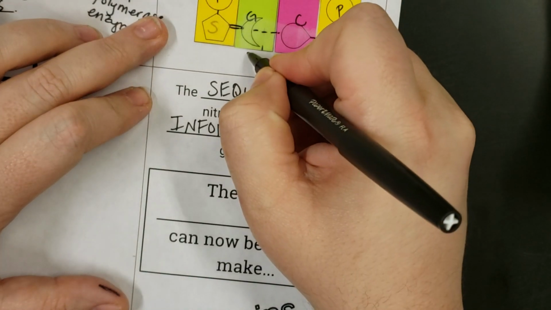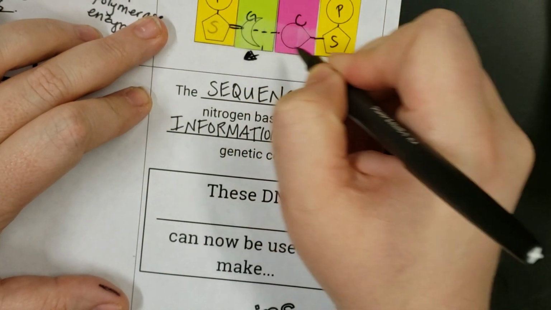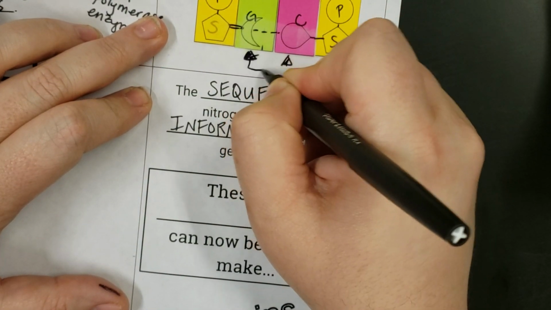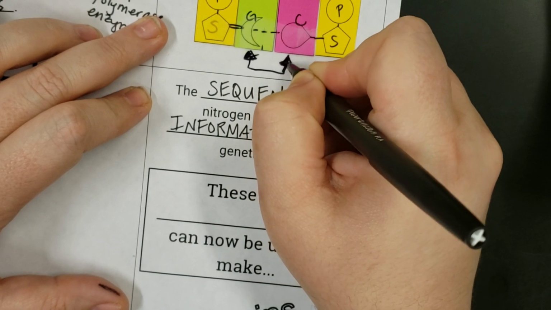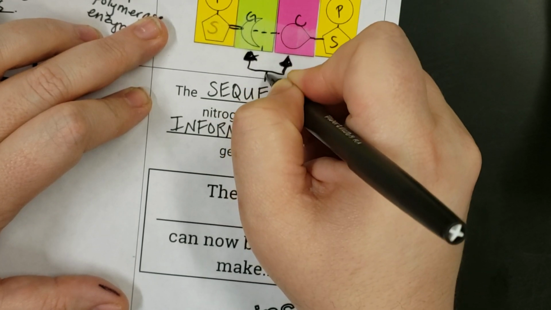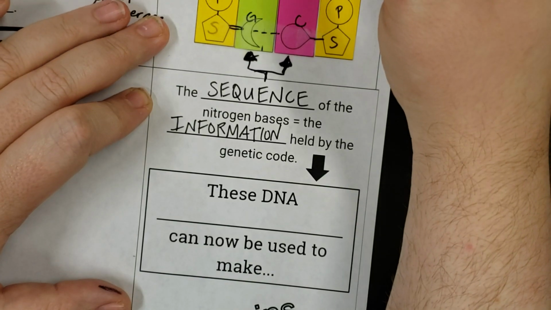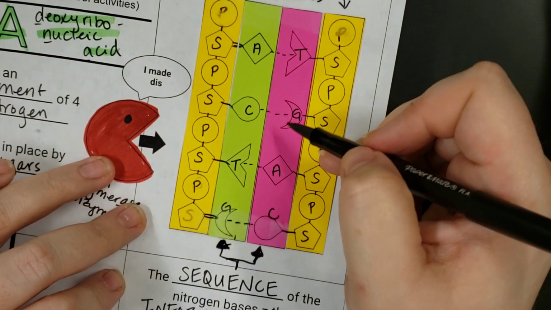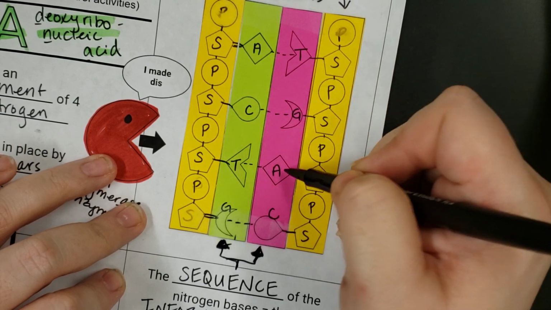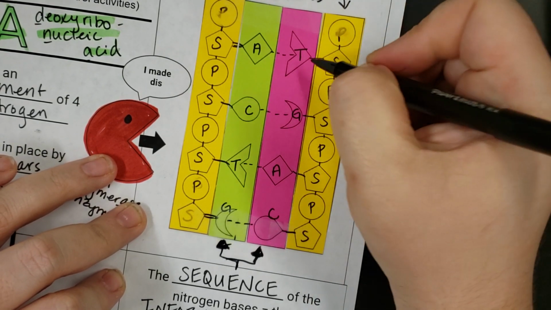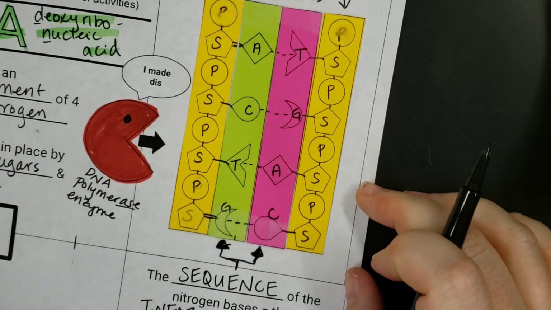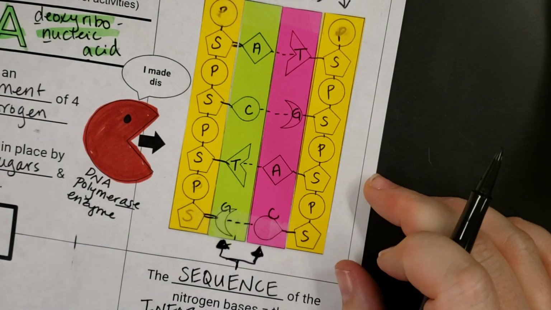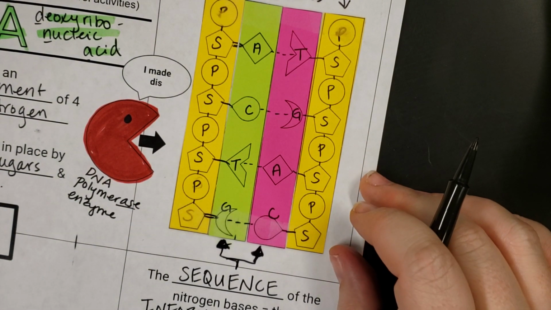So the sequence we're talking about is right here and right here. So you need to draw arrows to point that this is the sequence. This sequence is A, C, T, G. This is a different sequence, T, G, A, C. So A, C, T, G, and T, G, A, C. That is the sequence, and the order is very important, okay?